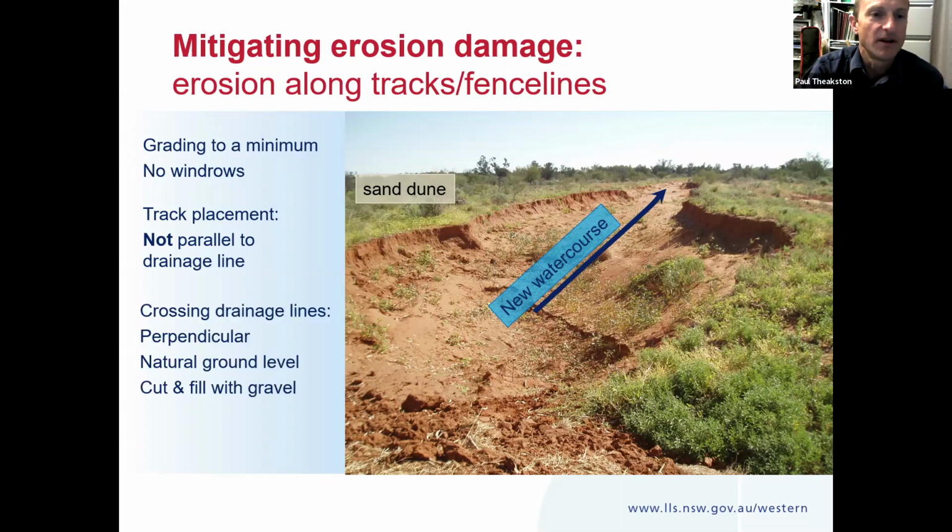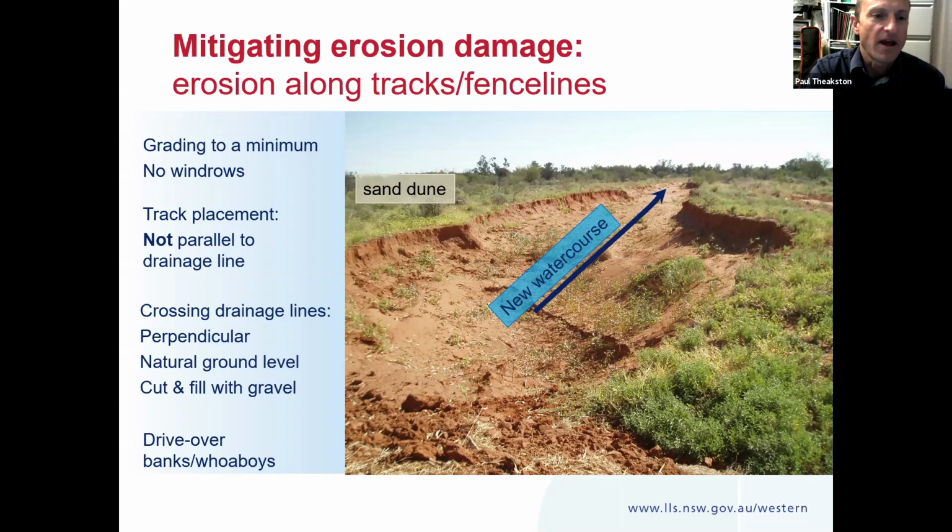So when crossing drainage lines, make it perpendicular, make it as close to natural ground level as possible. And if you need to put gravel there, cut away the soil and fill it with gravel rather than putting the gravel just on top of the ground level. It all takes a lot of work, but it prevents the start of gully erosion.